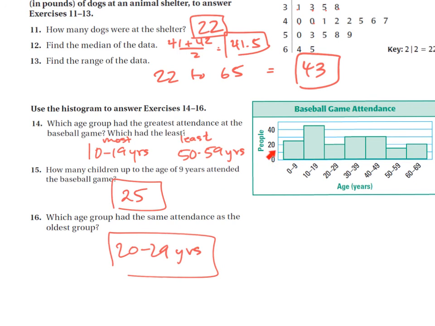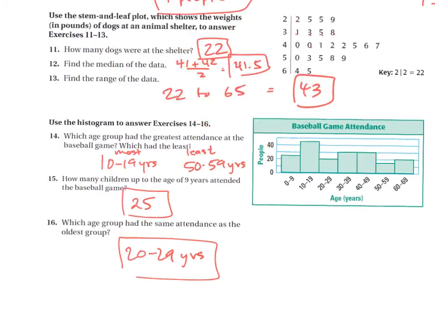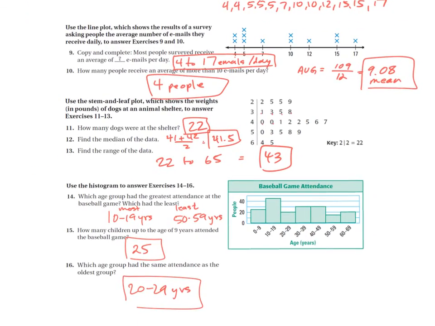Each of these represents about 10, right? So that's 10, 20, 30, 40. Since this lands between 20 and 30, I said 25. This is just graph reading. Which age group had the same attendance as the oldest group? The oldest group here, you follow that line back, and that would be the age group 20 to 29. So hopefully this is easy. Try the work that's assigned by your teacher, and hopefully you're ready to take a test on it.